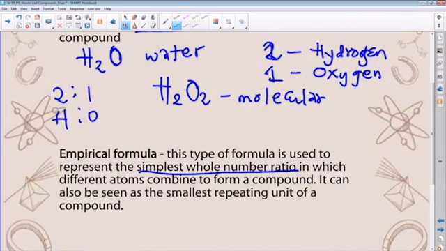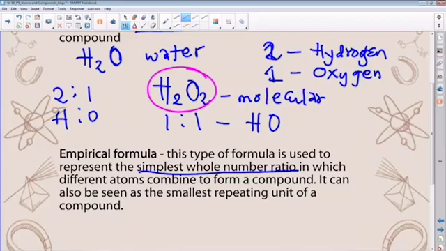In other words, it would be 1:1, because for every 2 hydrogen, we've got 2 oxygen. So the empirical formula would be HO, which means 1:1. In this case, the molecular formula of hydrogen peroxide is different from the empirical formula.